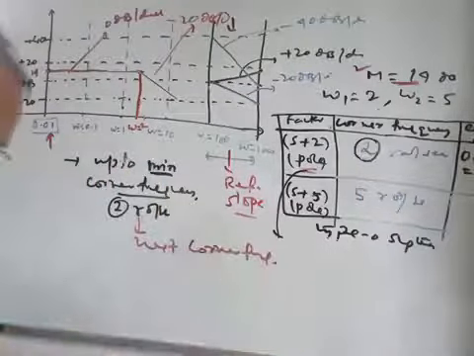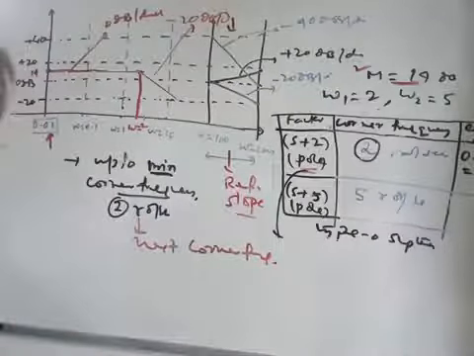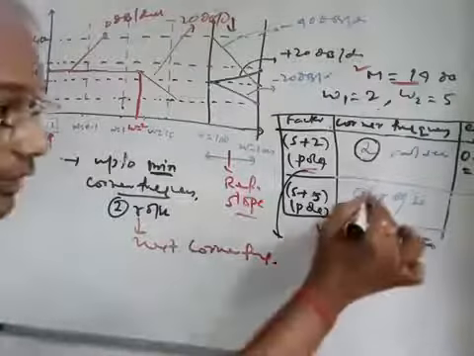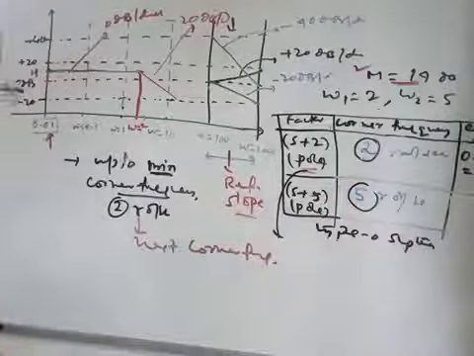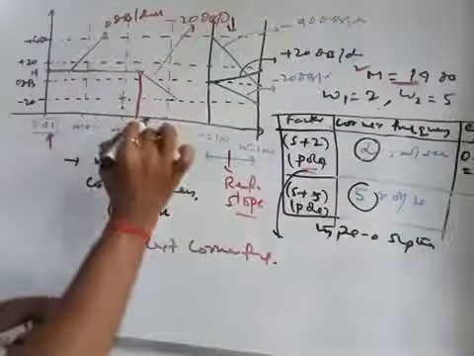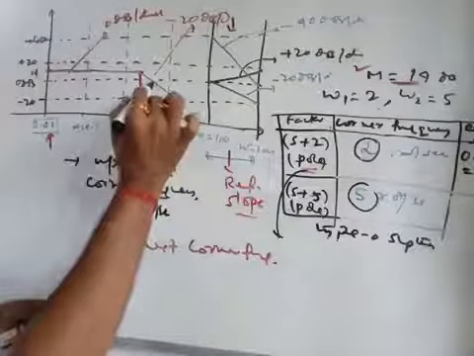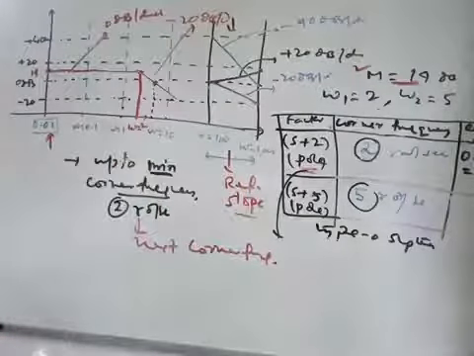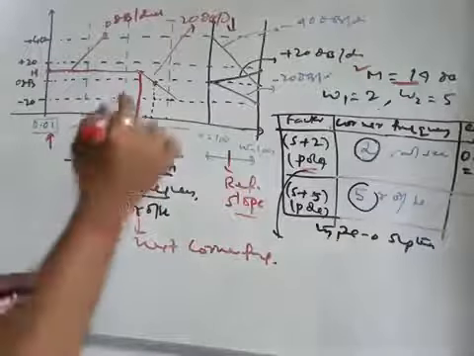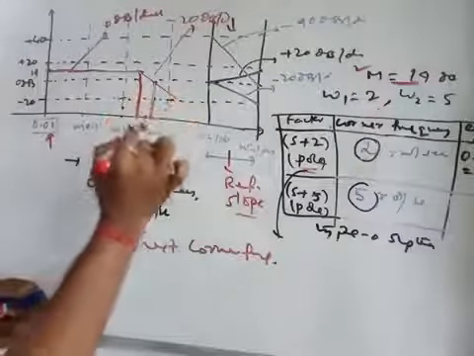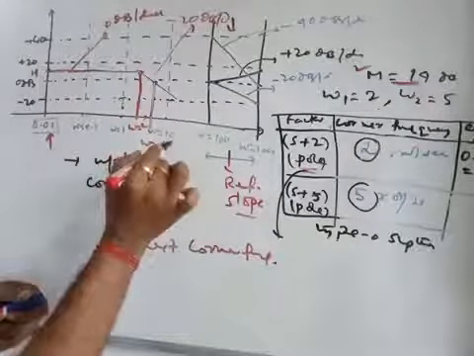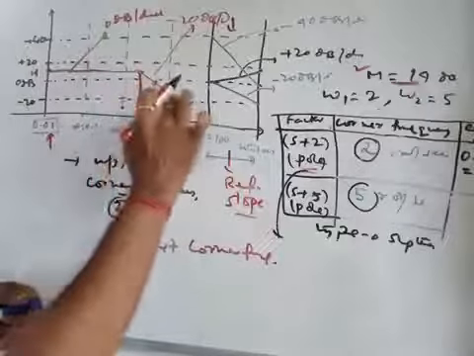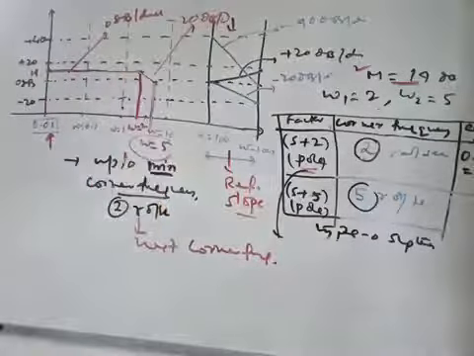So what is the next corner frequency? In this table, the next corner frequency is 5 radian per second, right? So this will be extended up to 5. So here you will get the point 5, where omega is equal to 5. Once you reach there, this line is not much required, right?